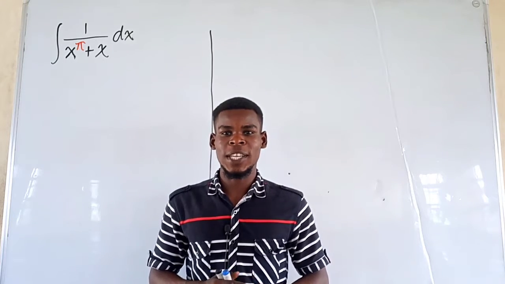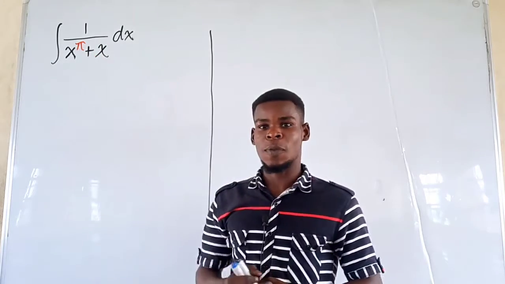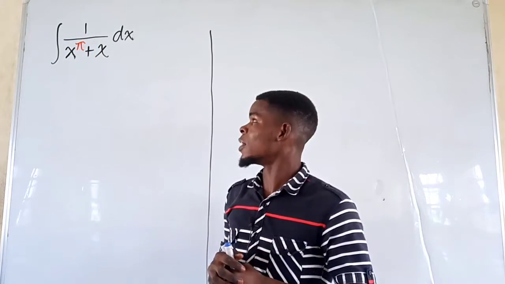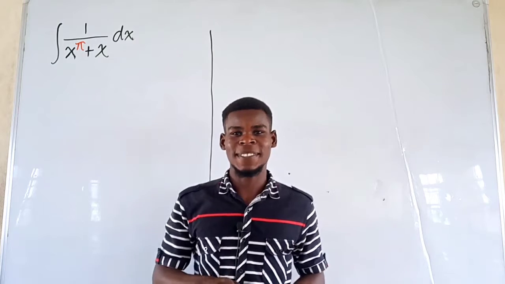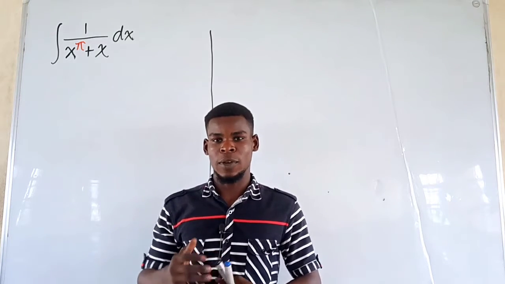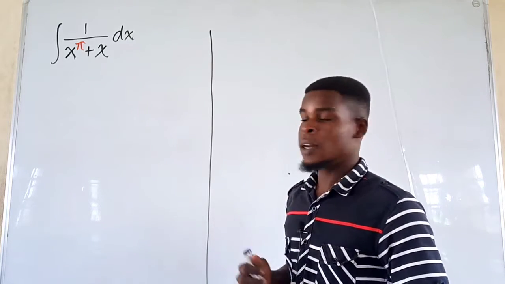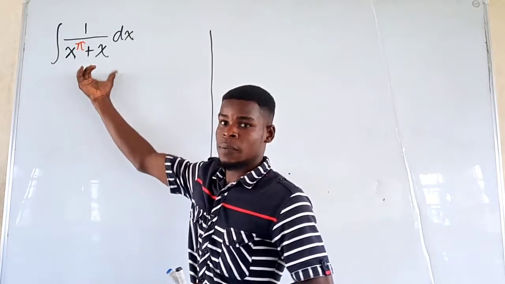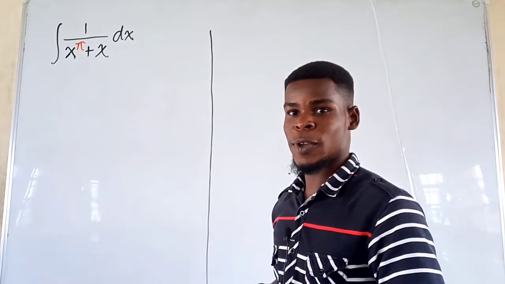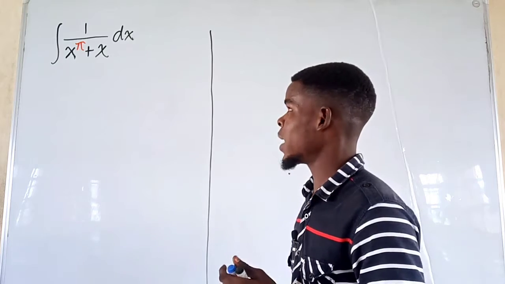Now in this video, I want to integrate this function right here, 1 over x to the power of pi plus x. Well, this is very nice, alright? We are going to see that quickly. Anyway, now looking at this function here, to find the antiderivative of this function, where the power of x is just an irrational number, which is pi.